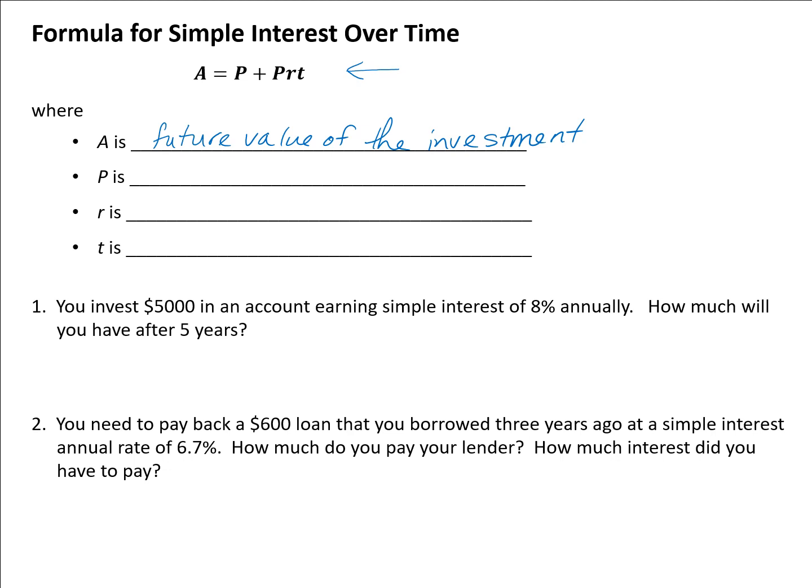P is what we often refer to as the principal in economics. But another way to think about it is as present value. And basically what that represents is the starting amount or the amount you start with in the investment.